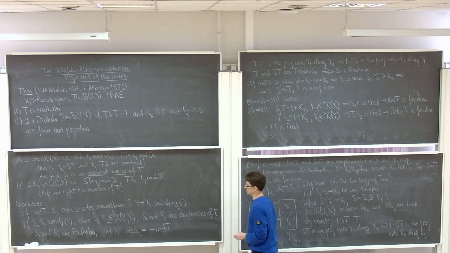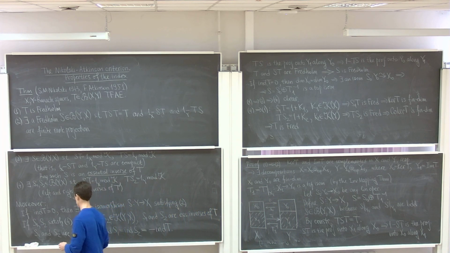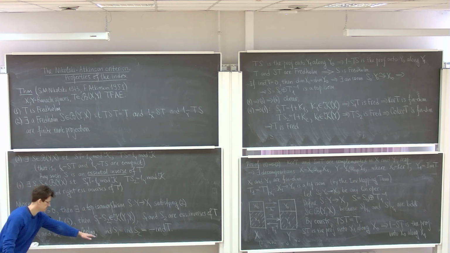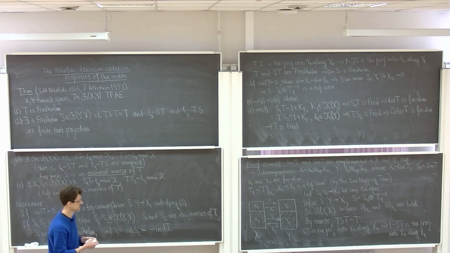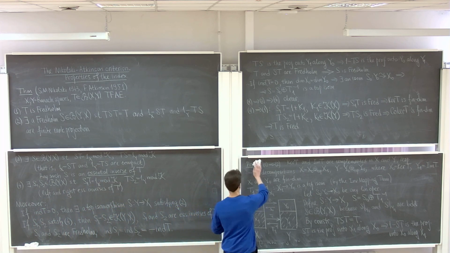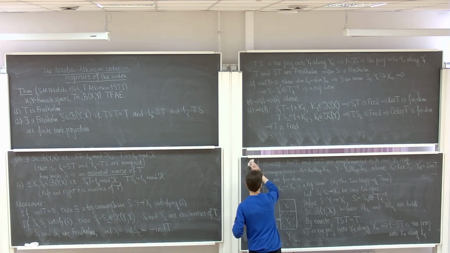Now to complete the proof of our theorem, we have to prove this last statement. So we have to show that if S1 and S2 are left and right essential inverses, then they are essentially the same. Both of them are two-sided essential inverses. They are Fredholm, and the indices are equal to minus the index of T. So this is the last step of the proof.